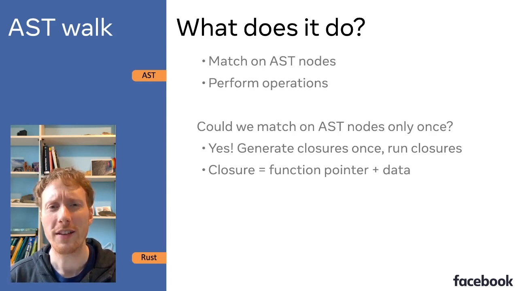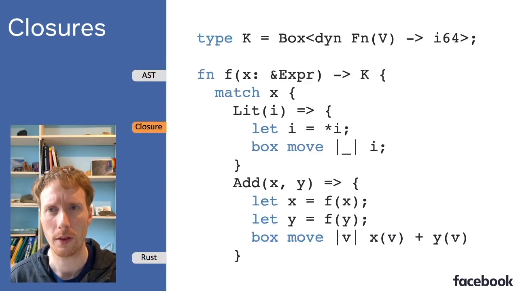So, what does the AST walking do? It matches on AST nodes, and then performs operations. Could we make it match on the AST nodes only once? Well, yes. We can go through and generate closures. So we see the AST once, we generate a closure, and then we run the closure in the loop, hopefully faster. And here closure is just function pointer plus data, a lambda in many languages. So let's try that out.